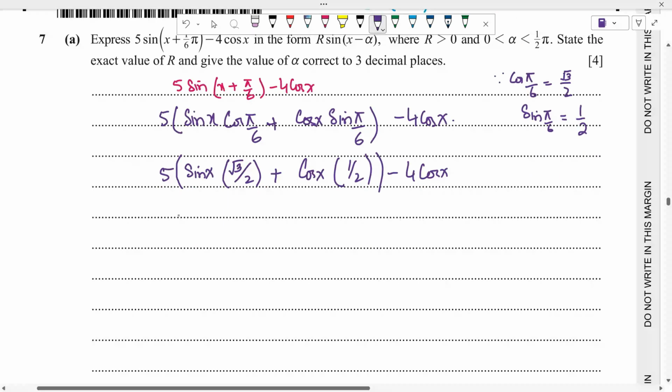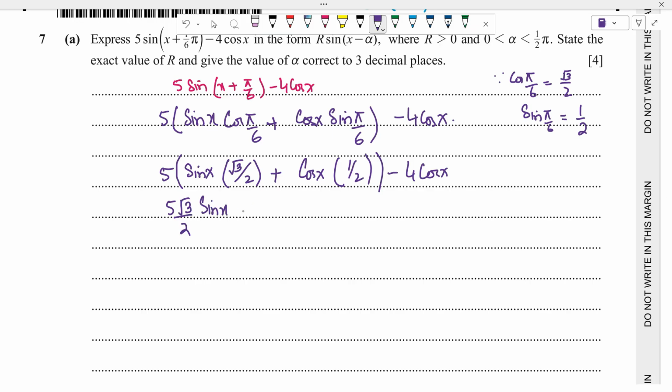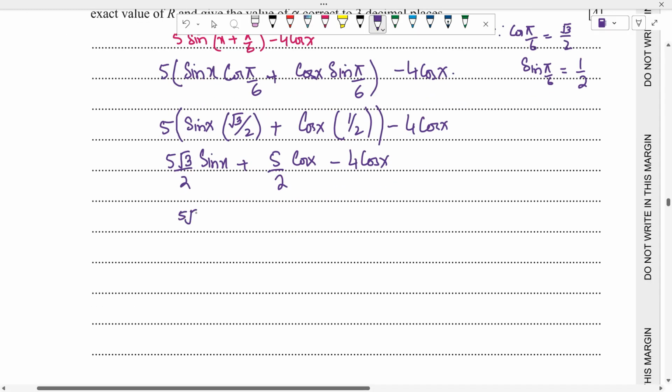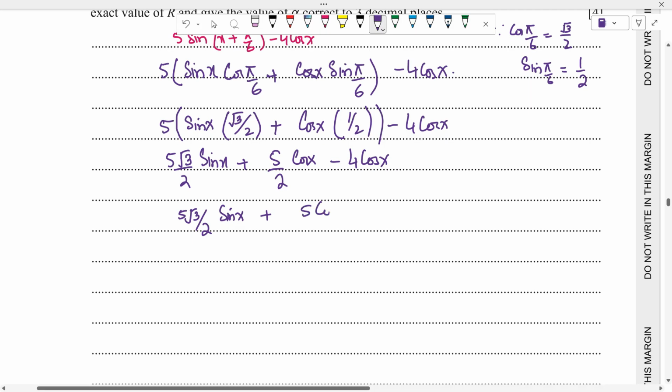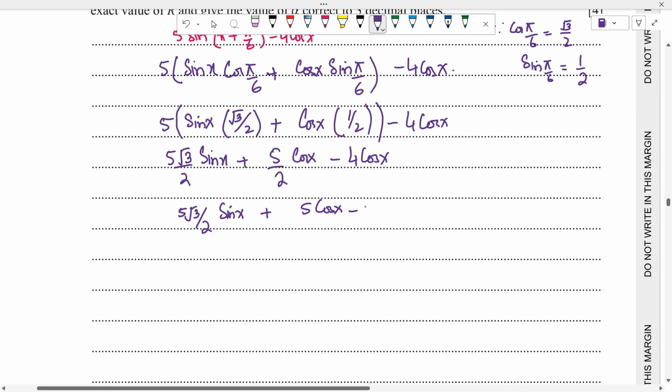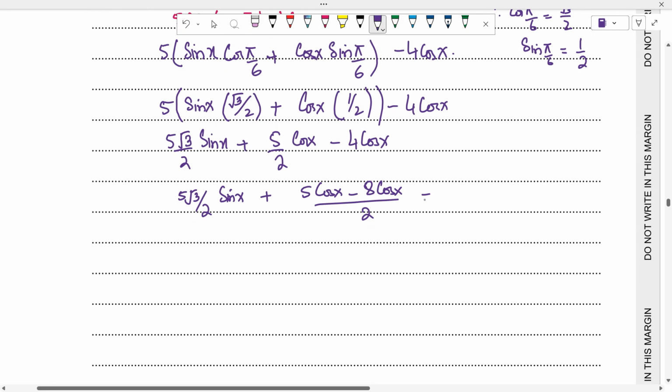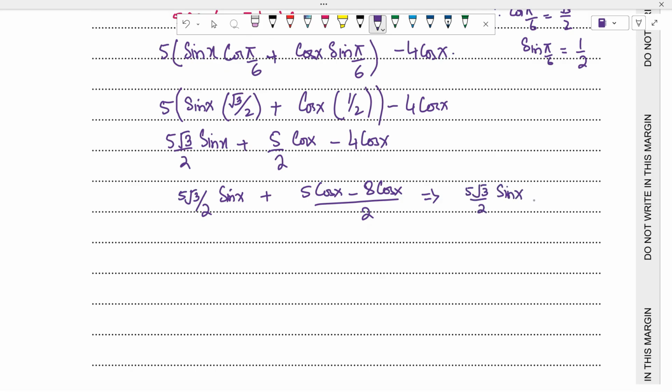Further solving, we will have 5 times √3/2 sine x plus 5 times cos x over 2, minus 4 cos x. Further solving, we will have 5√3/2 sine x plus (5 cos x − 8 cos x)/2, and this is equal to 5√3/2 sine x − 3/2 cos x.